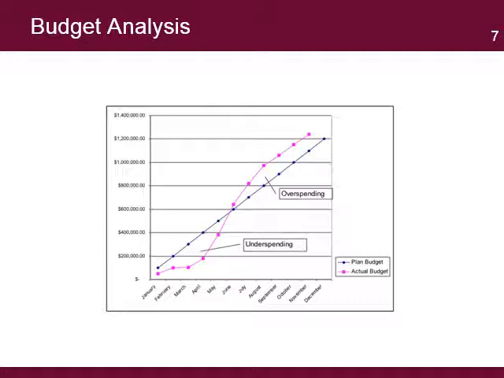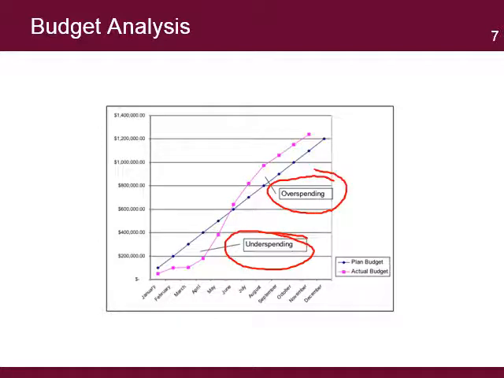The chart shows a line for the planned budget and another for the actual expenses, and the differences show whether the project is under or over budget. Underspending is when the project makes use of less funds than what was originally planned, which can be caused by a slow start of the project.